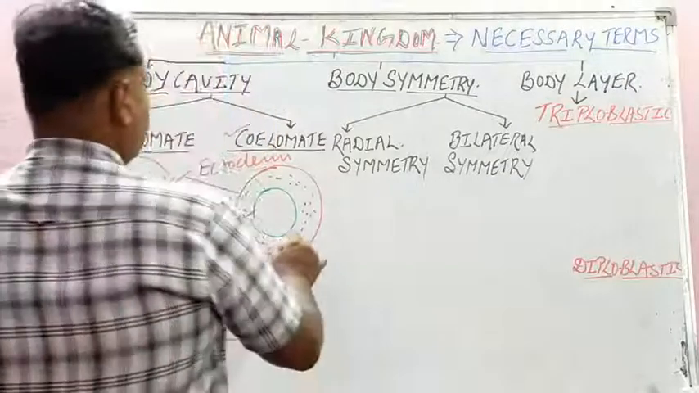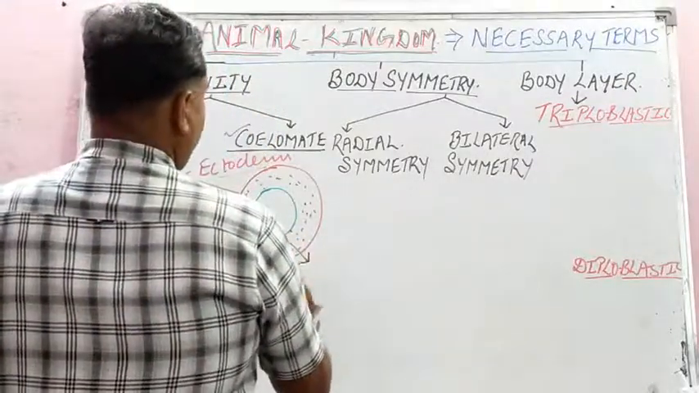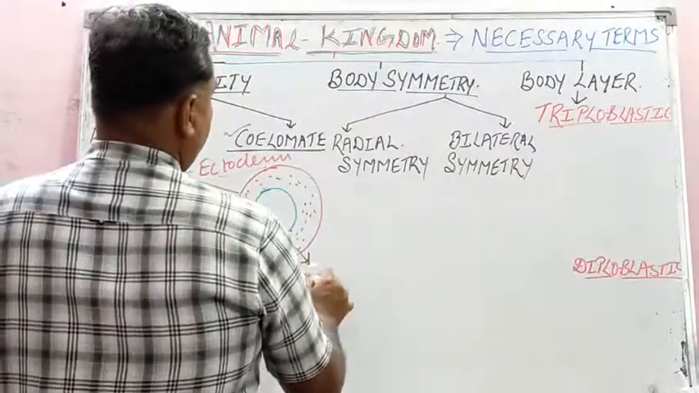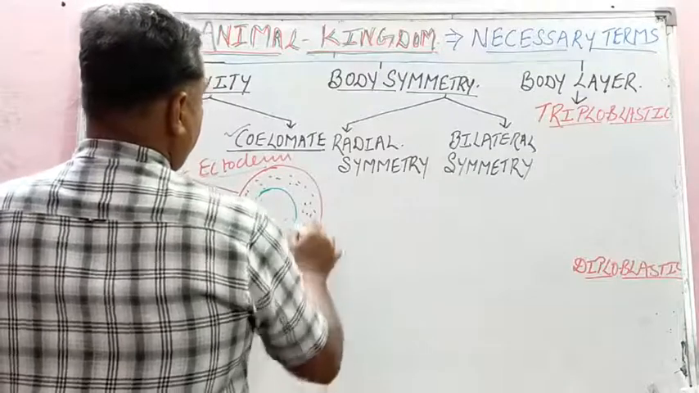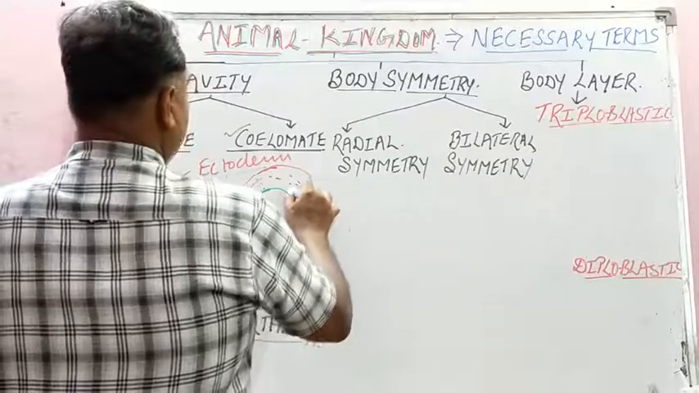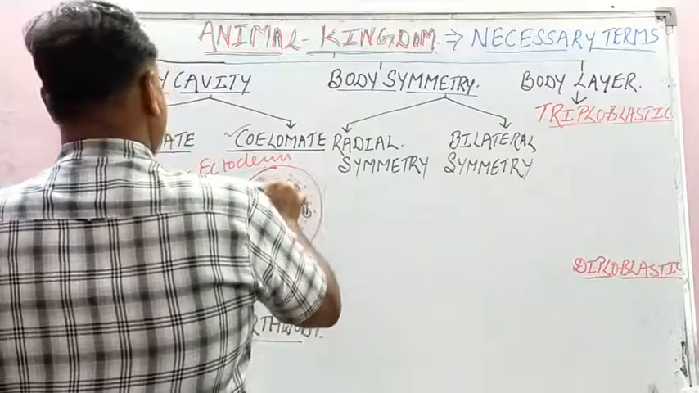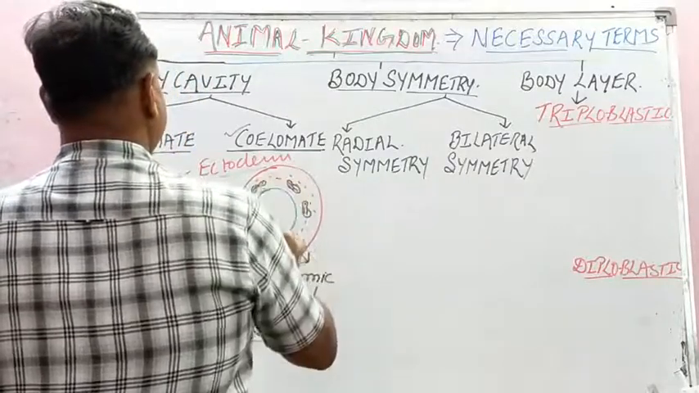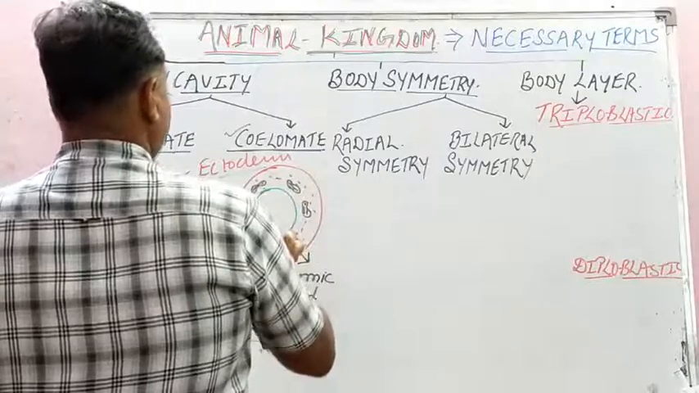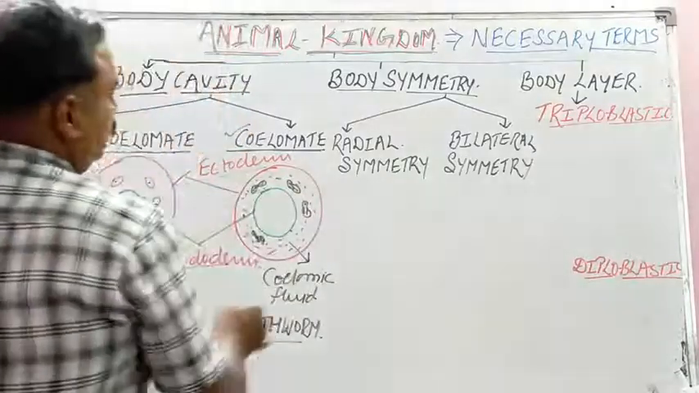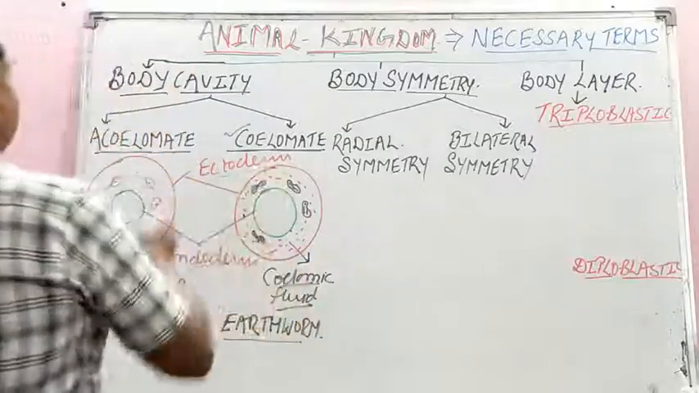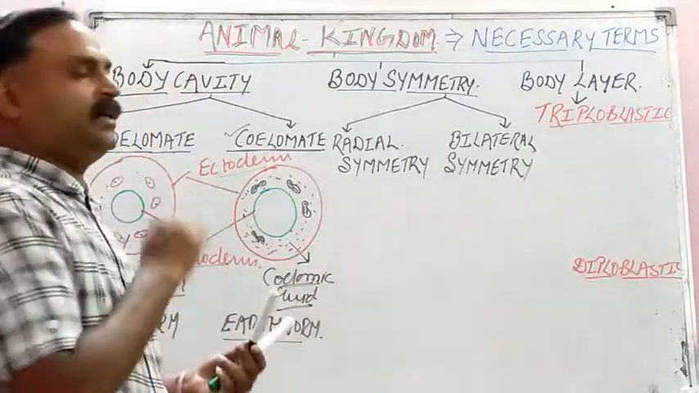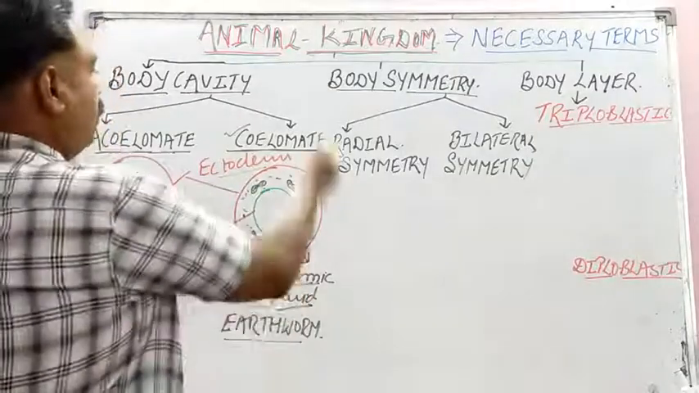It is filled with coelomic fluid, and in this coelomic fluid, students, visceral organs are present. So these are two types, students, of body cavity: acoelomate, without coelom, and coelomate.